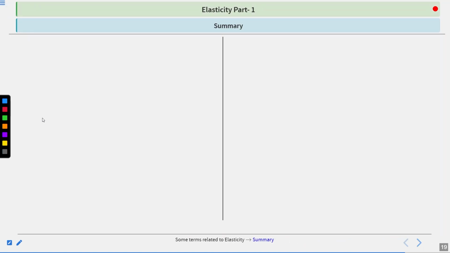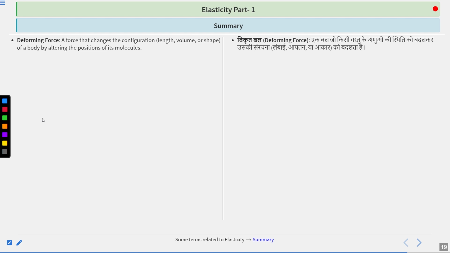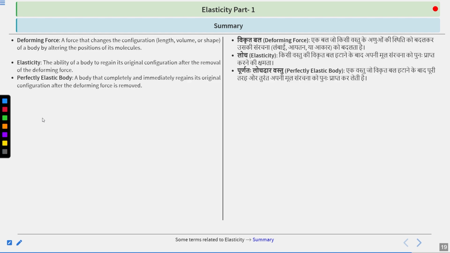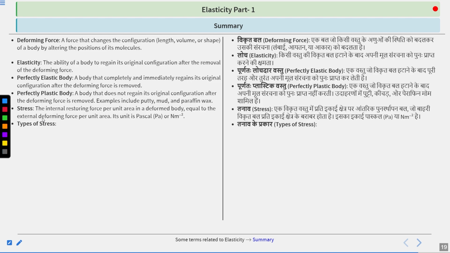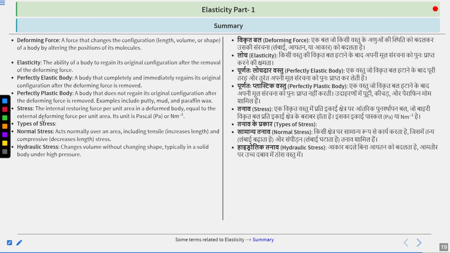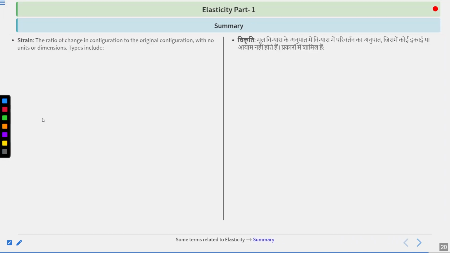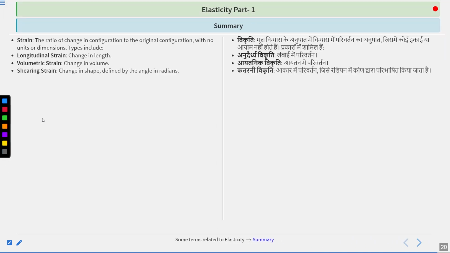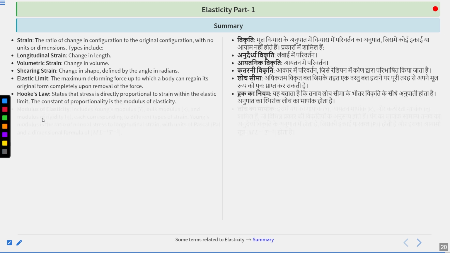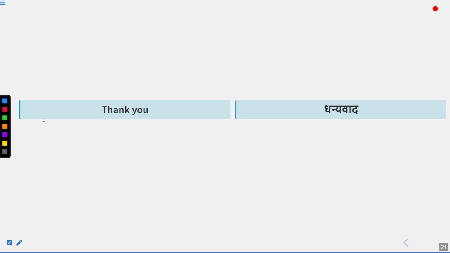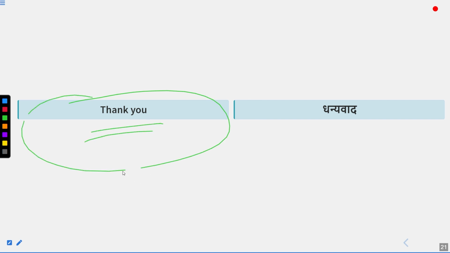So with this, we have finished the topic, now for the summary discussion. We have talked about the deforming force, elasticity, perfectly elastic body, perfectly plastic body, stress, types of stress like normal stress, hydraulic stress, tangential stress, strain, longitudinal strain, volumetric strain, shearing strain, elastic limit, Hooke's law, and modulus of elasticity. So with this, we have finished this lecture. Kindly revise the facts and figures we have discussed in this lecture and keep yourself ready for the next lecture.